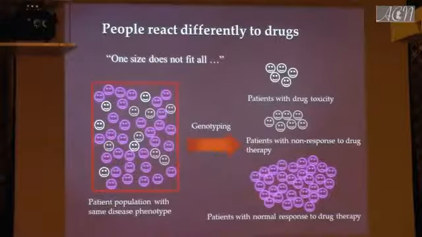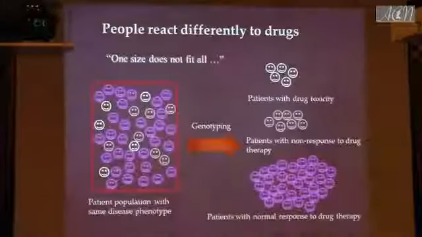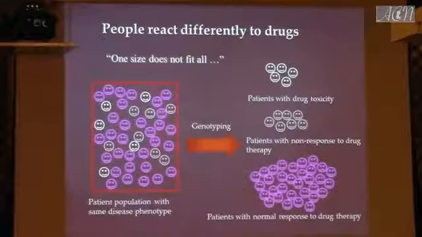Now, one size does not fit all. What do I mean by that? If you have a group of patients, and you treat them with the same medication and they have the same disease, some patients would have drug toxicity, some patients would have no response to drug therapy at all, and the majority of patients will have a normal response to drug therapy and low toxicity. This is secondary to the genetic variation.